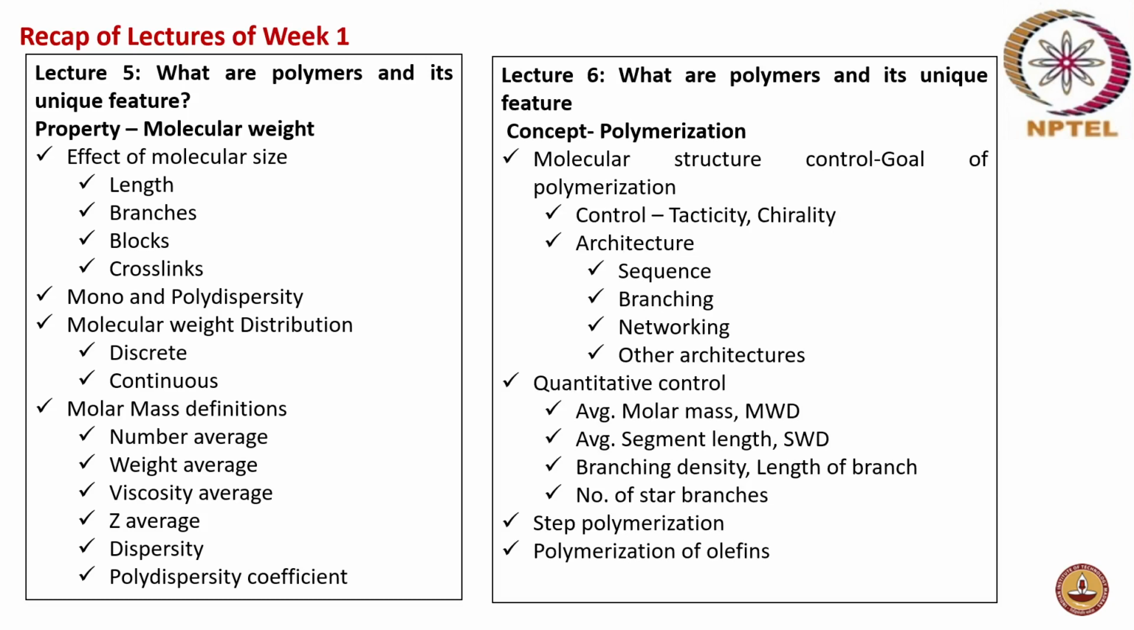These were discussed. The next lecture was again on the concept of polymerization. Molecular structure control, the goal of polymerization, and how polymerization controls the tacticity or chirality, and the architecture of macromolecules: the sequence, branching, networking, and other architectures, and the quantitative control, like average molar mass or average segmental length, branching density, the length of the branch, and the number of star branches. And then there was a discussion on step polymerization and polymerization of olefins.